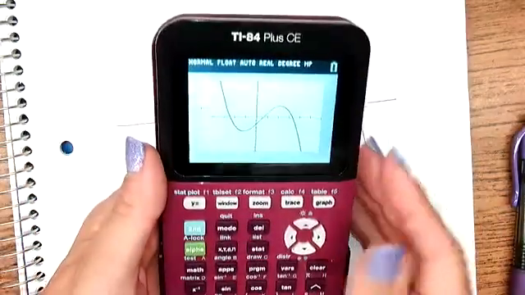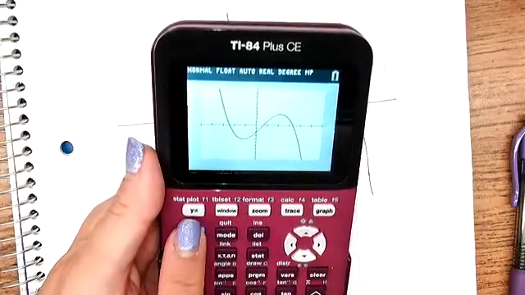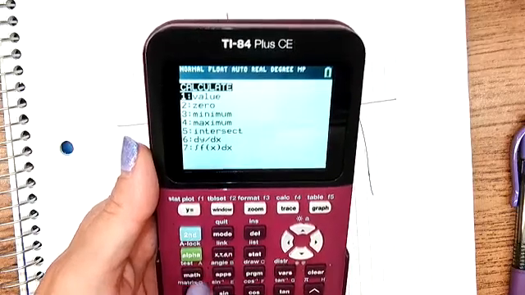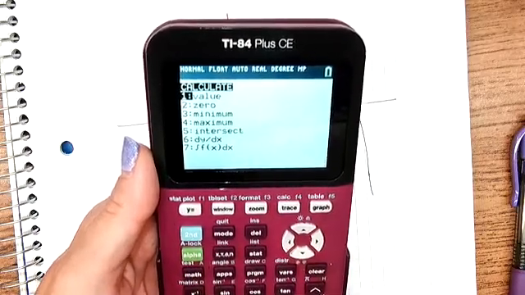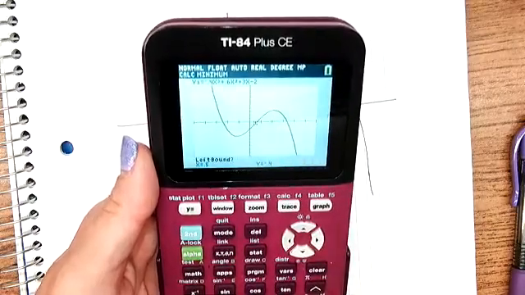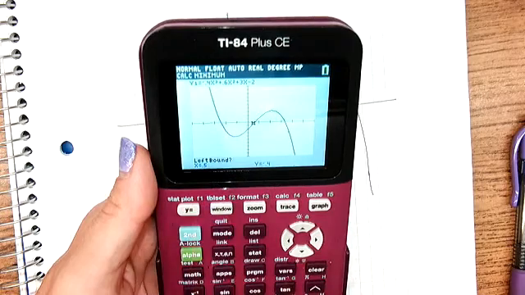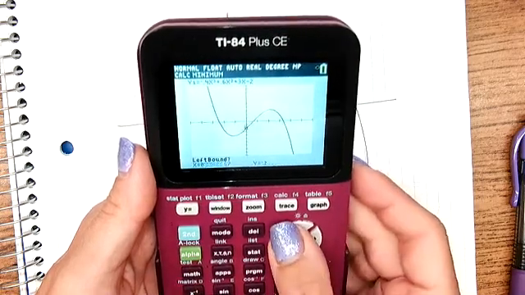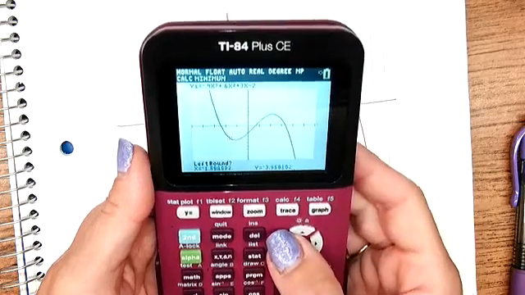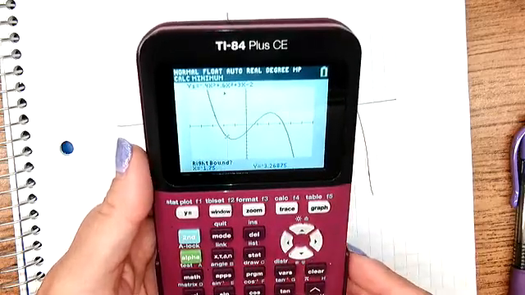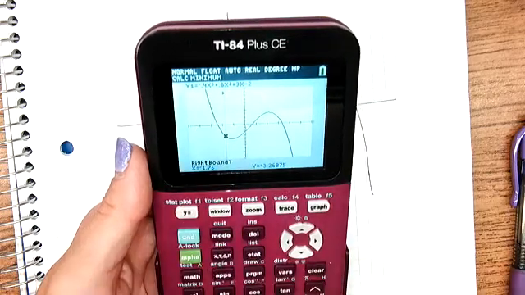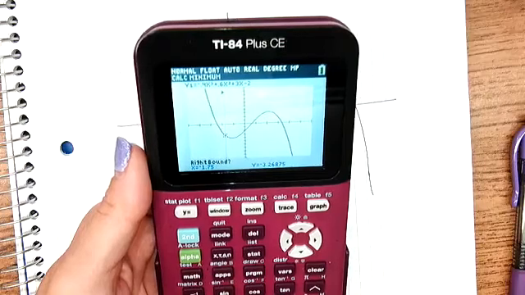So on the calculator, second, trace. I'm going to find the minimum first. So either arrow down or push number 3. You'll notice it says left bound. So I'm going to go to the left of the point that I'm looking for. I'm just holding down the left arrow key, going to the left, and I'm going to push enter. You'll notice at the very top, I have an arrow, telling me that's my left bound.